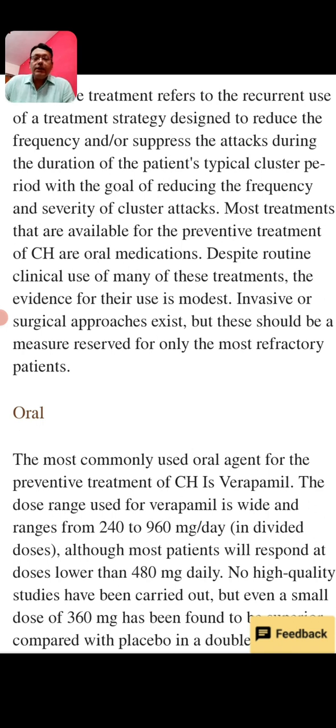Now, oral agents which are used for prevention, of course, the most common is verapamil, and this is the most common drug used in cluster headache for the prevention of the attacks. The drug is available in tablets of 40 mg and 120 mg, and we can use 40 mg TDS or a 120 mg sustained release preparation daily.